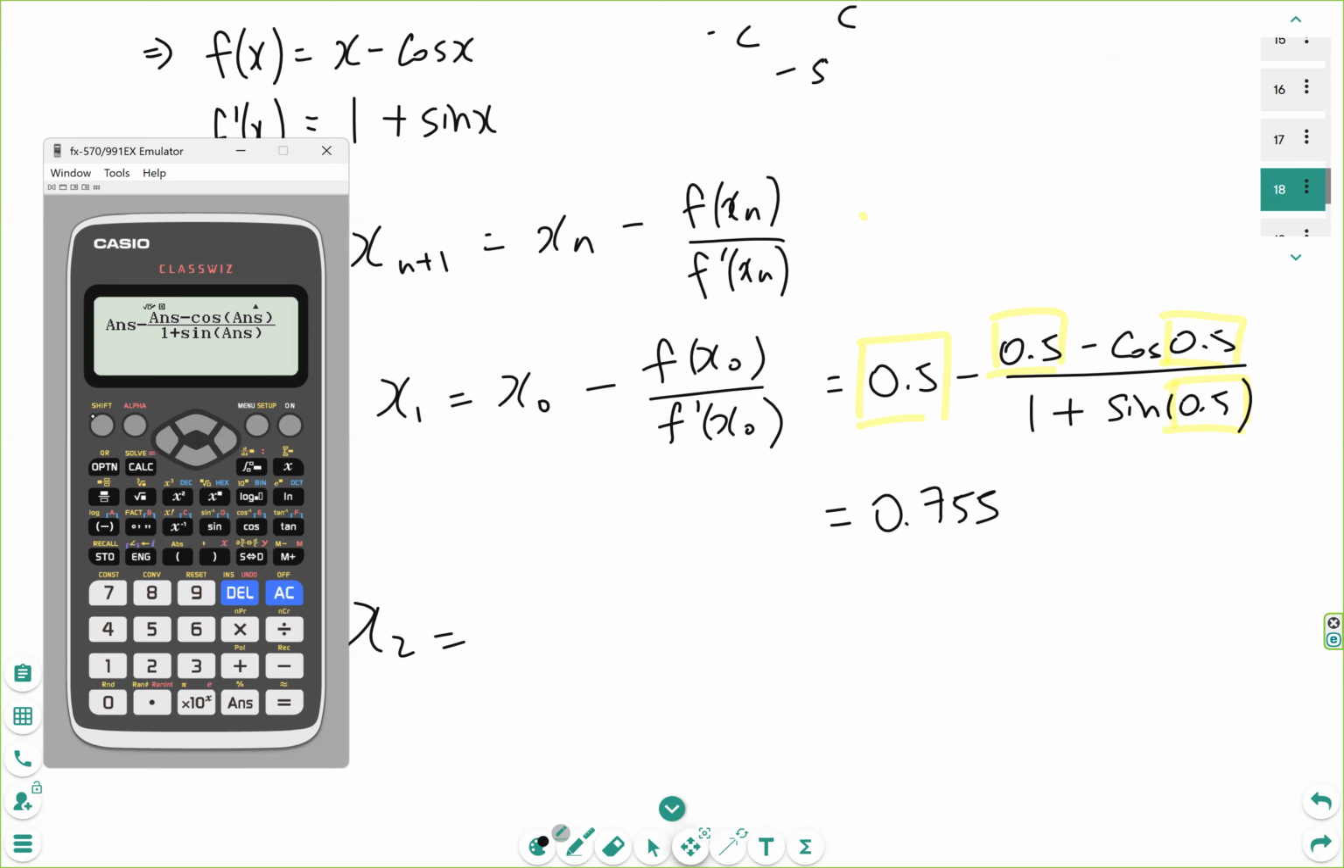Actually, I need to change my calculator into radians. That's 0.755, my first answer. Equals 0.7391. That's the second root, x2. For x3, do it once more: 0.7391.